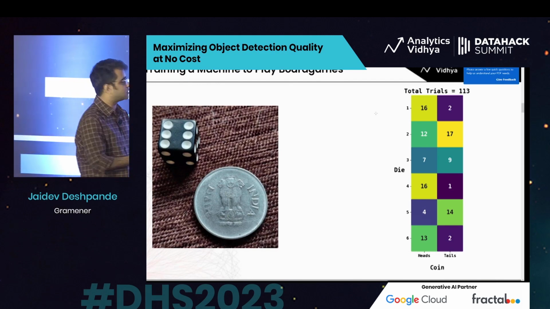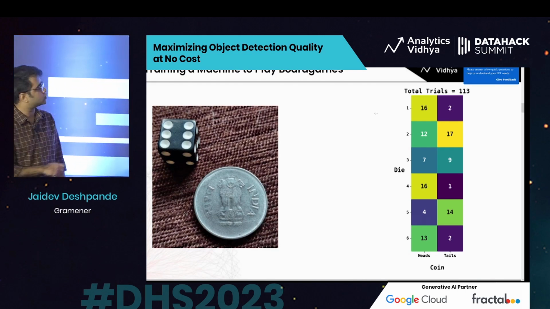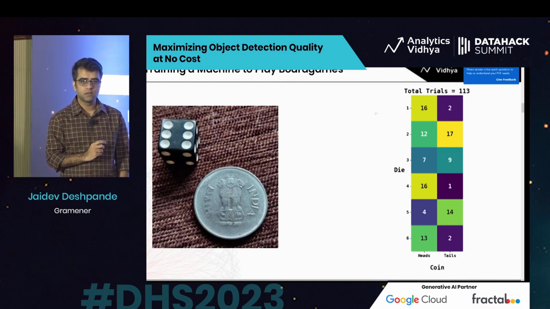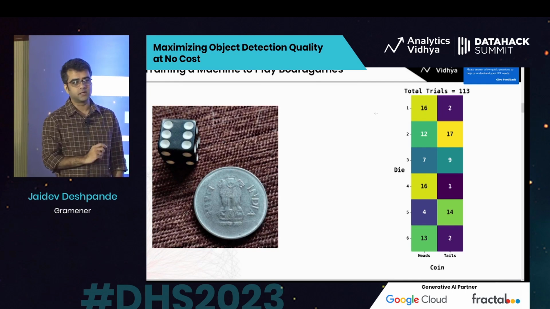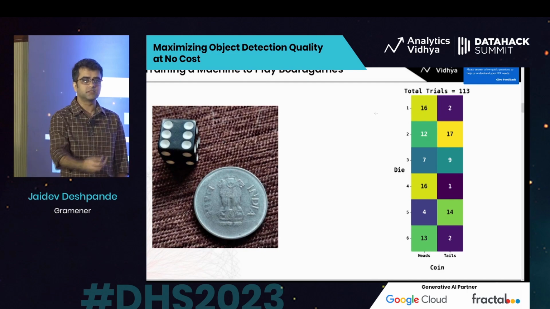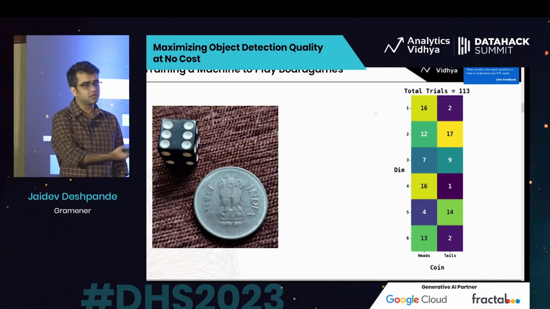So even with something like this where, by the way, the coin and the die are both fair, none of them is loaded, and you do 113 trials, this sort of thing still happens. And this becomes an object detection problem for you. So what would you do? Of course, the simplest thing to do is do data augmentation. Generating more data here is ridiculously cheap.